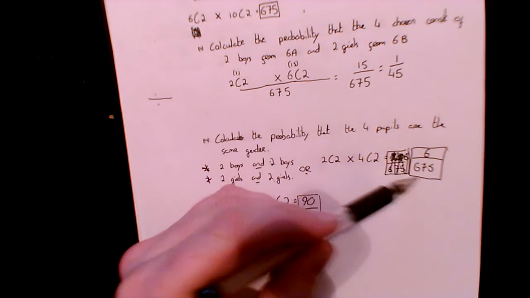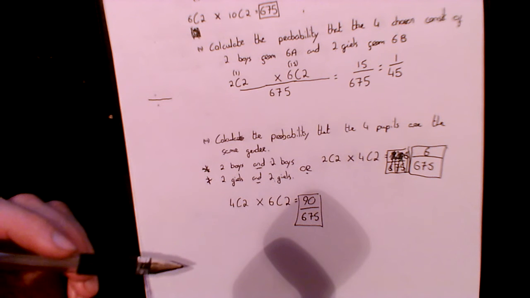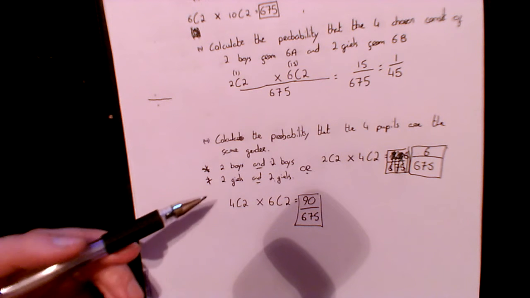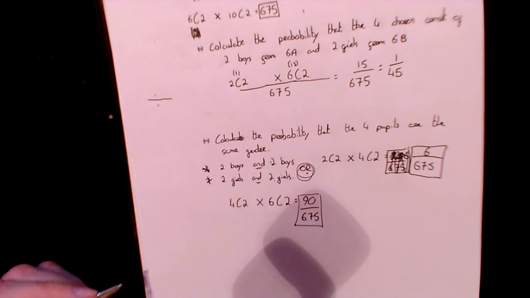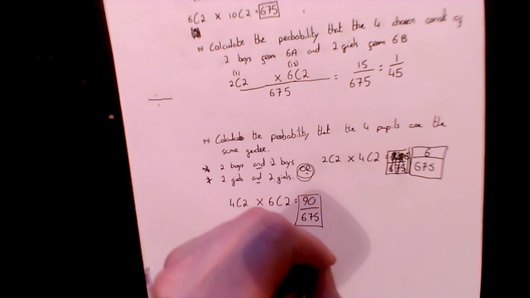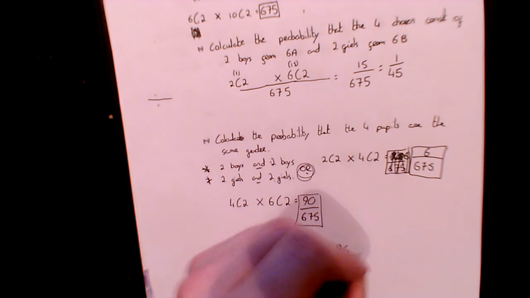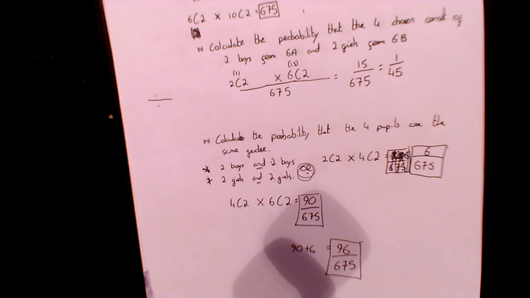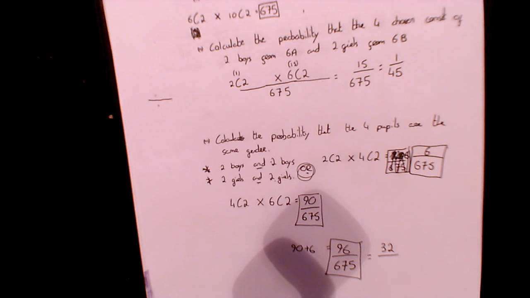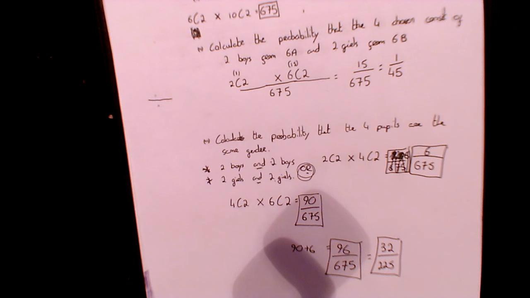So if we look here, we have 6 chances in 675 of choosing 2 boys and 2 boys. We have 90 chances out of 675 of choosing 2 girls and 2 girls. And it's the OR rule. So it's 90 plus 6, which is 96 over 675. And that can be shortened down to 32 over 225.